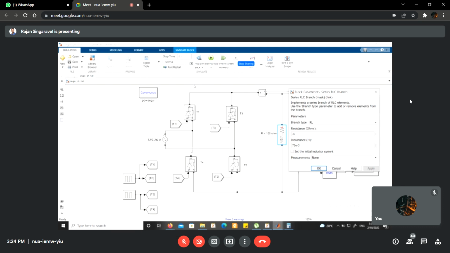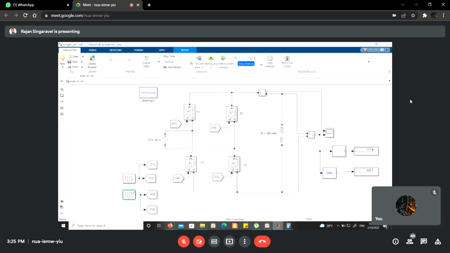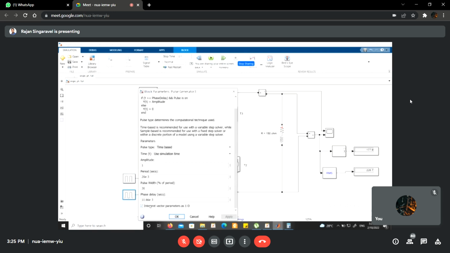So once again, to explain this concept, let me change the firing angle from 30 degrees to 60 degrees. So the delay will be 60 divided by 360 of the period. Delay will be 3.33 milliseconds. If the firing angle is 60 degrees, the pulse generator should have 3.33 milliseconds.